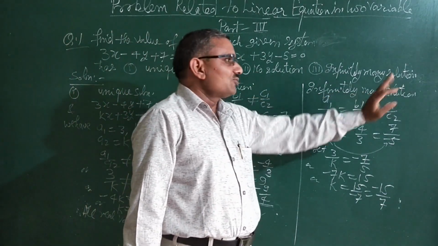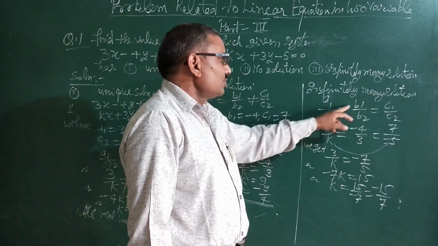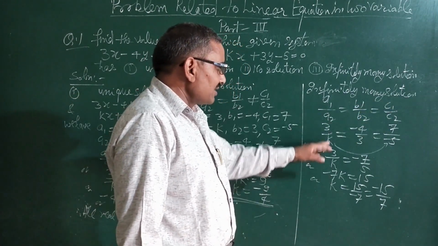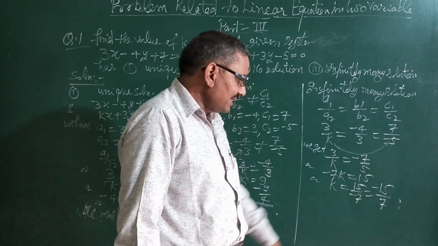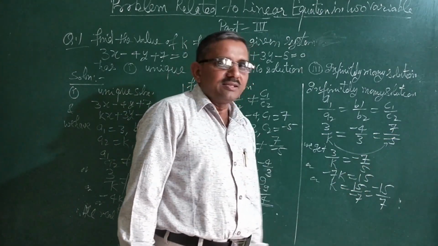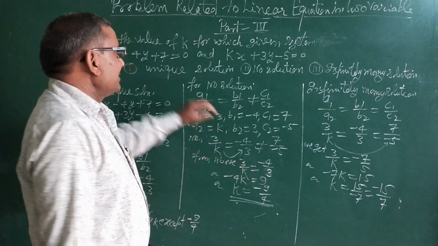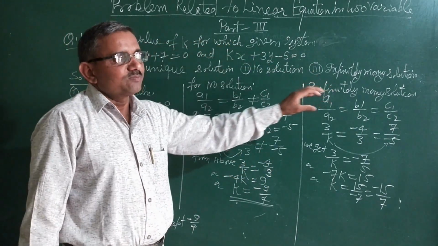फिर इनफाइनाइटली मेनी सोल्यूशन के लिए a1 upon a2 is equal to b1 upon b2 is equal to c1 upon c2. So substitute all the values and compare first to last. We will get k is equal to minus 15 upon 7. So the value of k equal to minus 15 upon 7 will give the infinitely many solutions of these two equations.